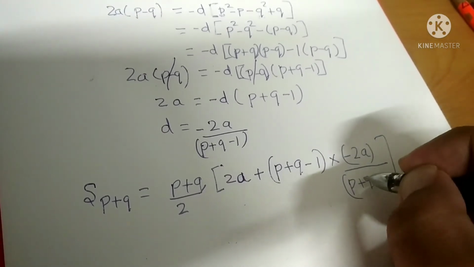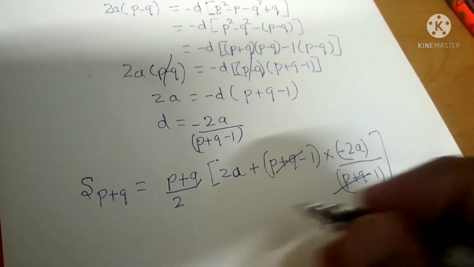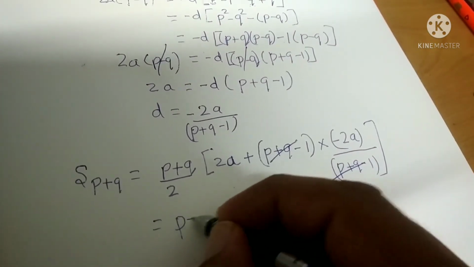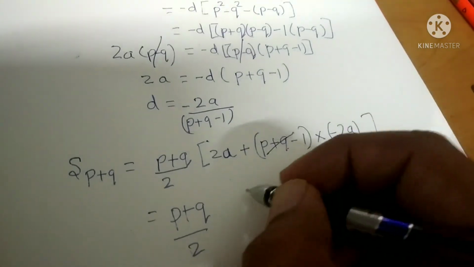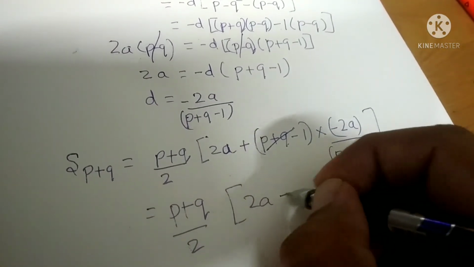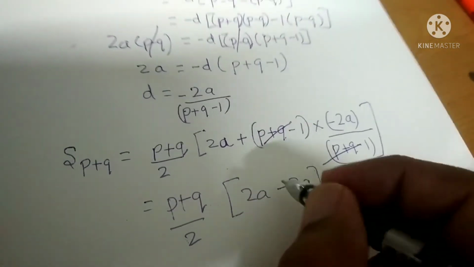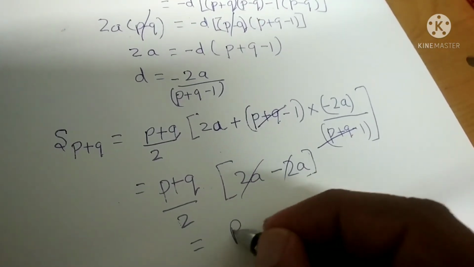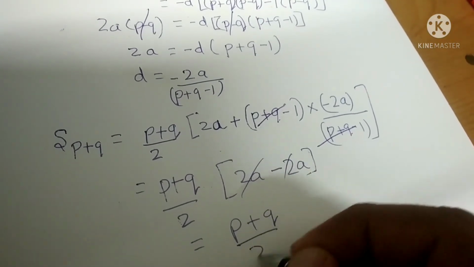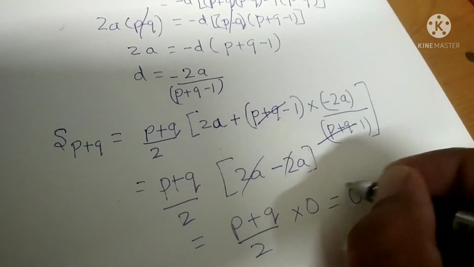So this and this gets cancelled here. So this is equal to p plus q divided by 2 whole into 2a minus 2a. So this gets cancelled and this is equal to p plus q divided by 2 into 0. So this is equal to 0. So answer is 0.